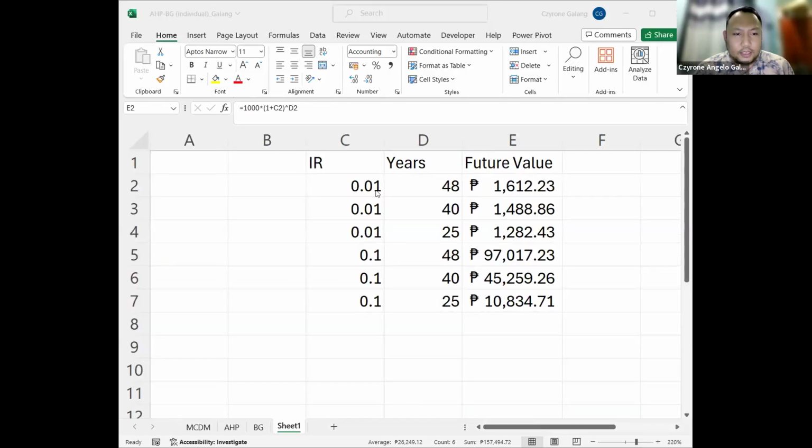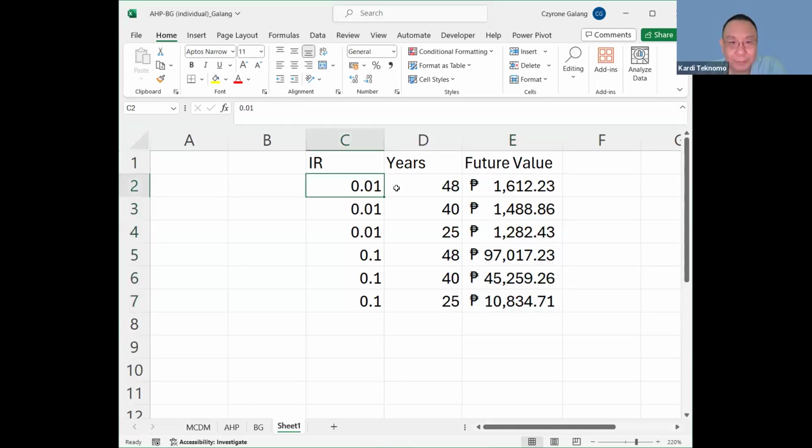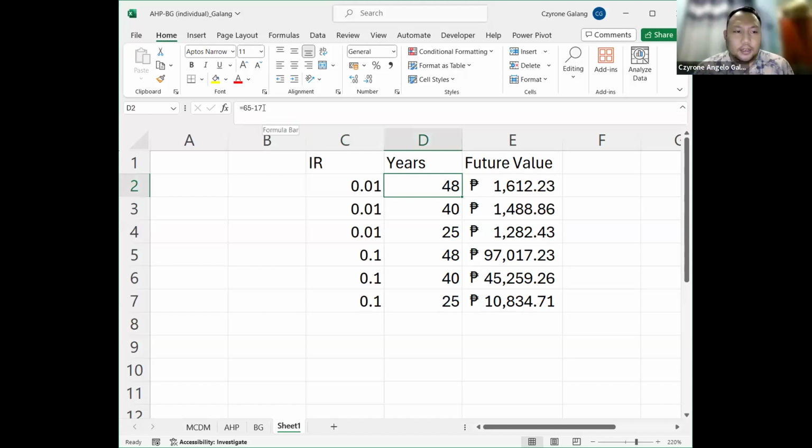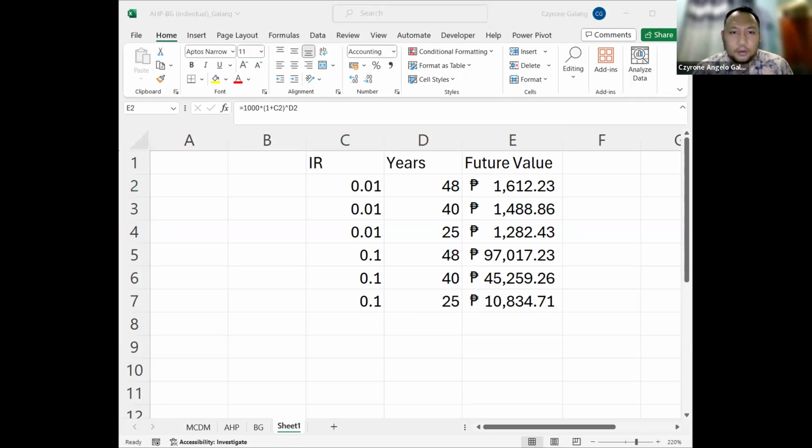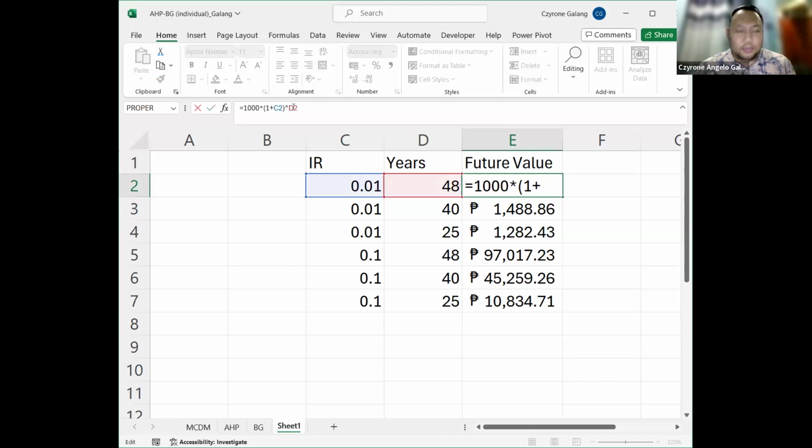For an interest rate of 1%, from 17 years old to 65 years old, your future value would be 1,612.20. Oh wait, you are saving per month. Every month you put aside 1,000. So this would be times 12.